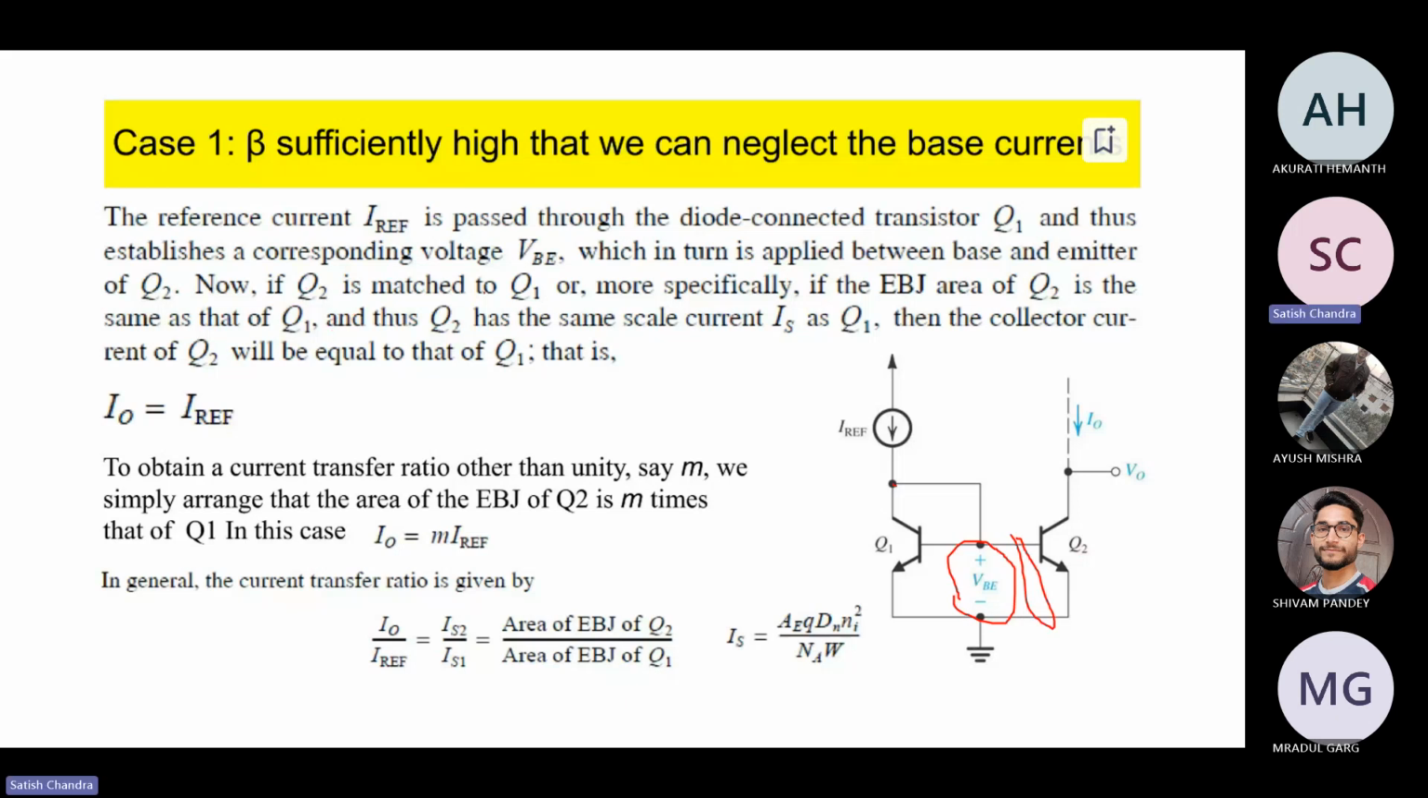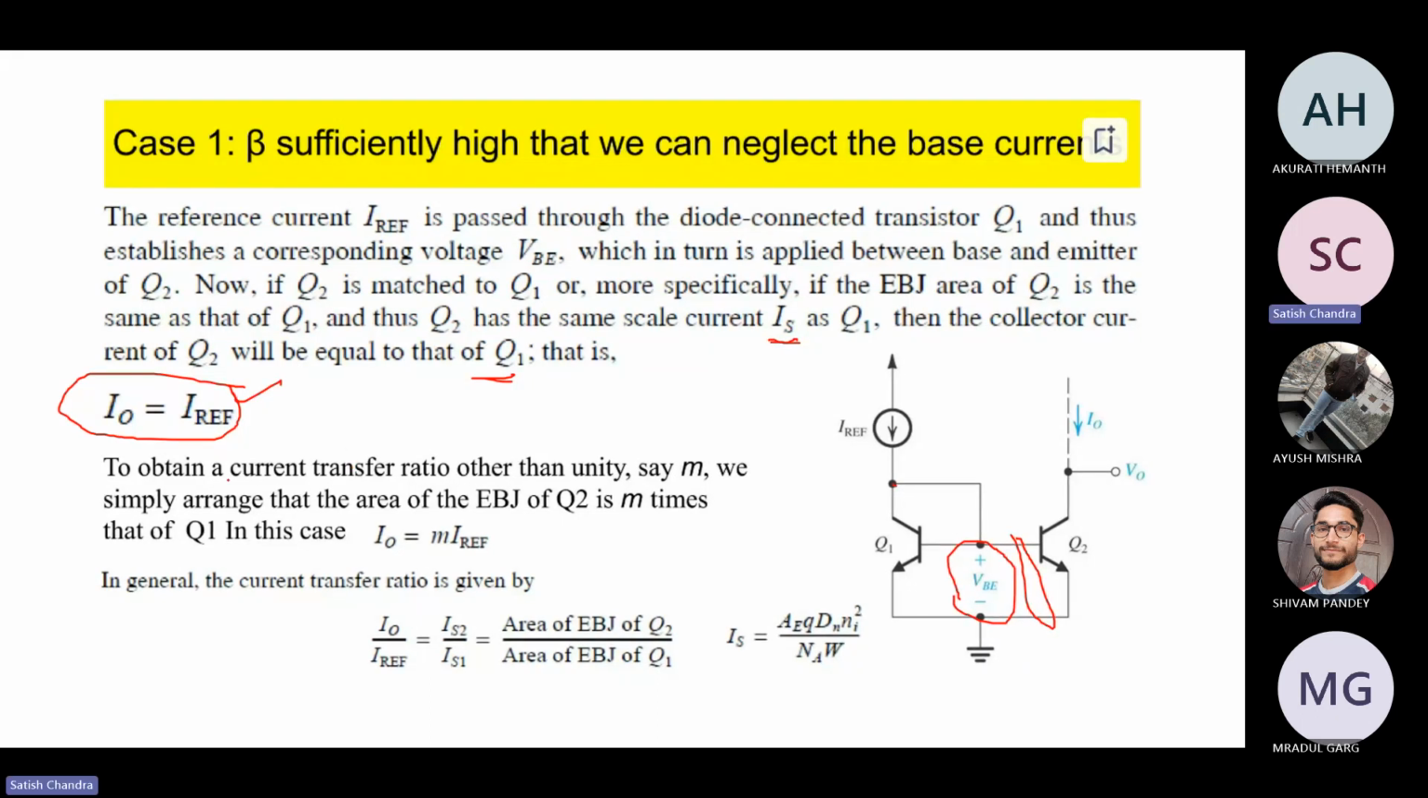Now, if Q2 is matched with Q1, more specifically, if the emitter base junction area of Q2 is the same as that of Q1, then Q2 has the same scale current. If the area is the same, the scale current is also the same as Q2. Then the collector current of Q2 will be equal to that of Q1. So due to that, we are going to attain this value.